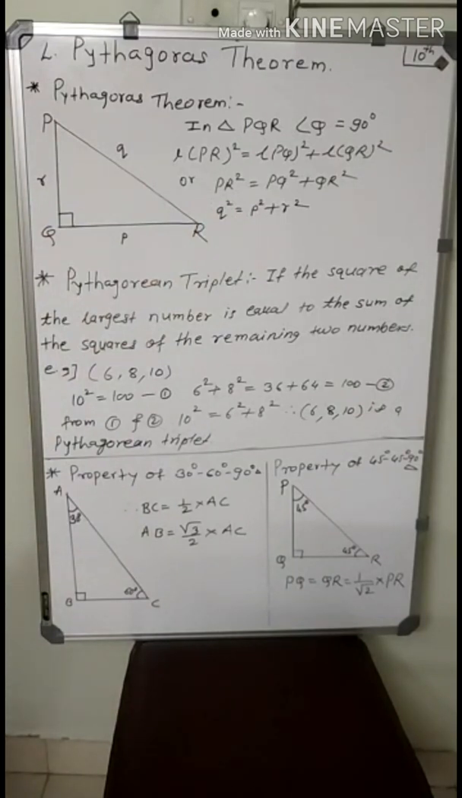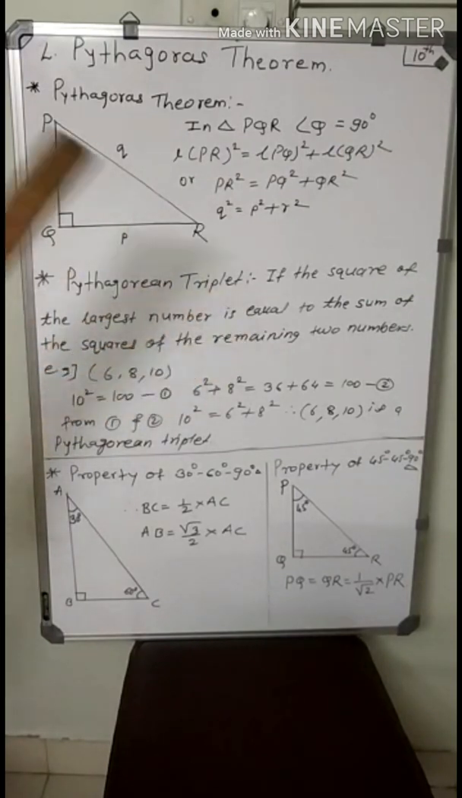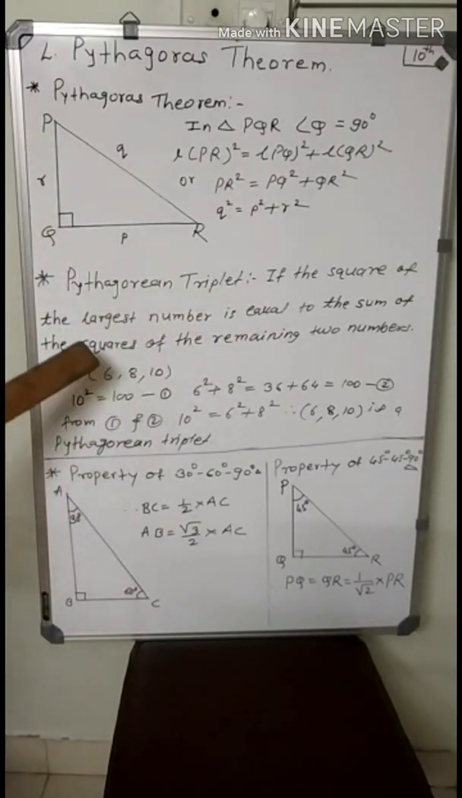Now what are Pythagorean triplets? Or what is a Pythagorean triplet? If three numbers are given, triplet means a group in which there are three numbers. If the square of the largest number is equal to the sum of squares of the remaining two numbers, then such numbers are called Pythagorean triplets.